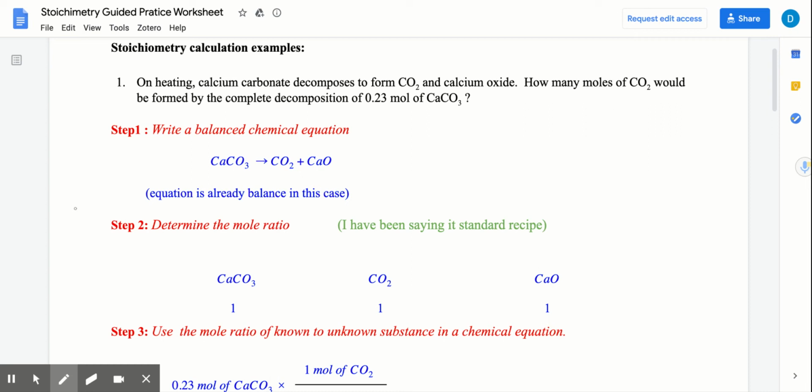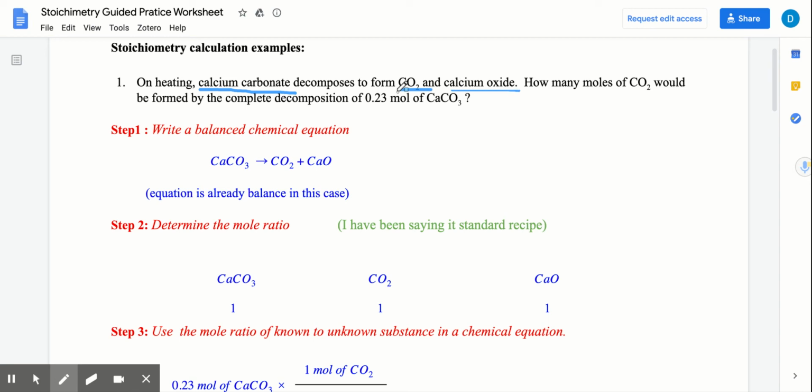And to write a balanced chemical equation, you need to identify the reactants and products in this chemical reaction. So let's look at the question again. From here, what I can see is that calcium carbonate decomposes to form carbon dioxide and calcium oxide. So clearly, calcium carbonate is the reactant in this case, and carbon dioxide and calcium oxide are the products.